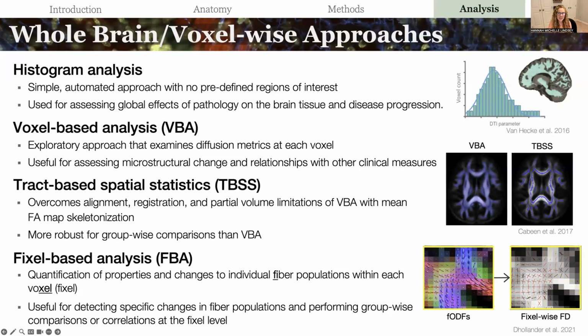VBA is ideal for detecting global or unexpected effects in diseases, interventions, or in aging. It can identify significant group differences or correlations with behavioral measures, but it is sensitive to image registration errors, intersubject variability, and partial volume effects.